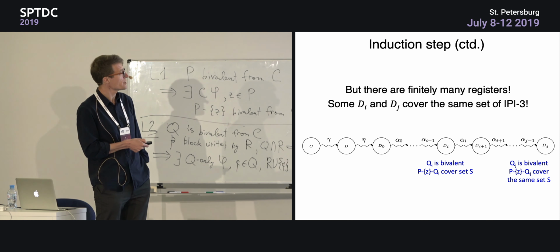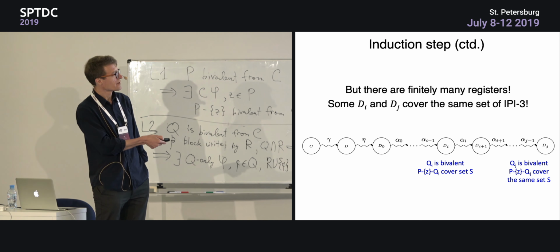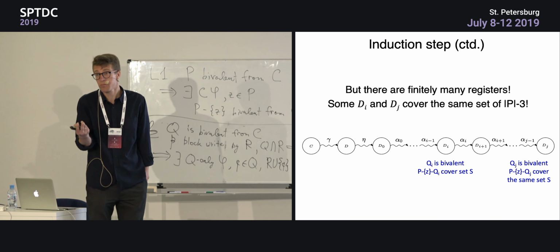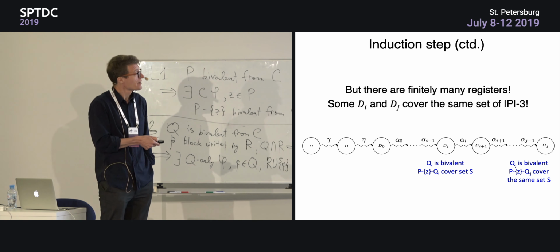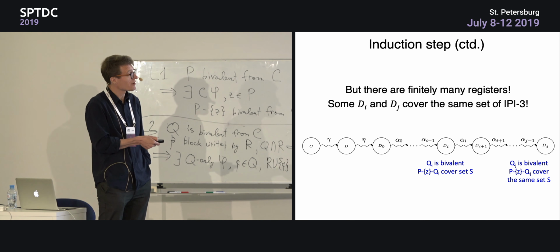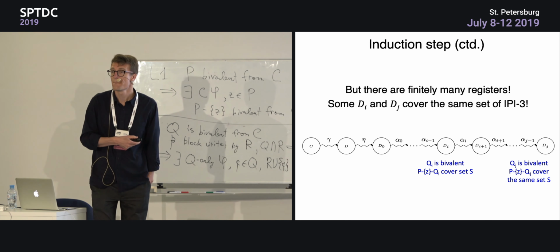Okay, so you have two configurations, DI and DJ. In DI, some pair of processes QI is bivalent, and P minus Z minus QI cover some set of registers S. Then I have some configuration DJ in which some possibly different pair of processes QJ is bivalent, but the set of covered registers is again S. Okay?